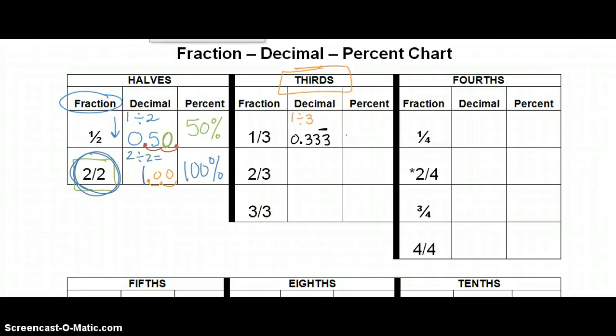So now that you have your decimal, we need to turn it into a percent. So we'll find that decimal. We'll always move it 2 places to the right because that's where our percent sign is. And we'll end up with 33.3%.